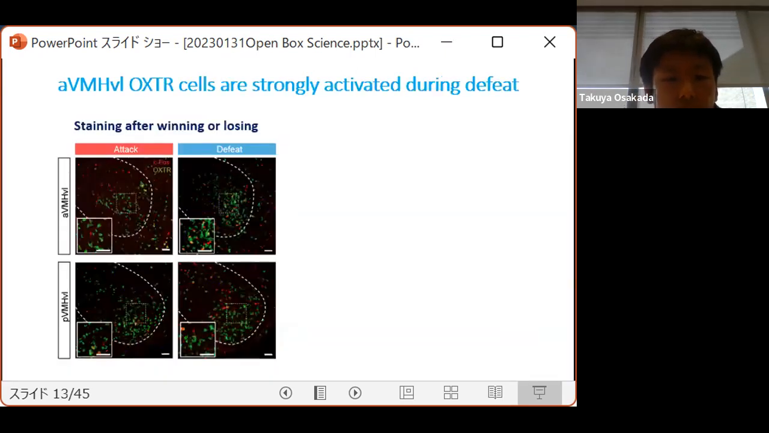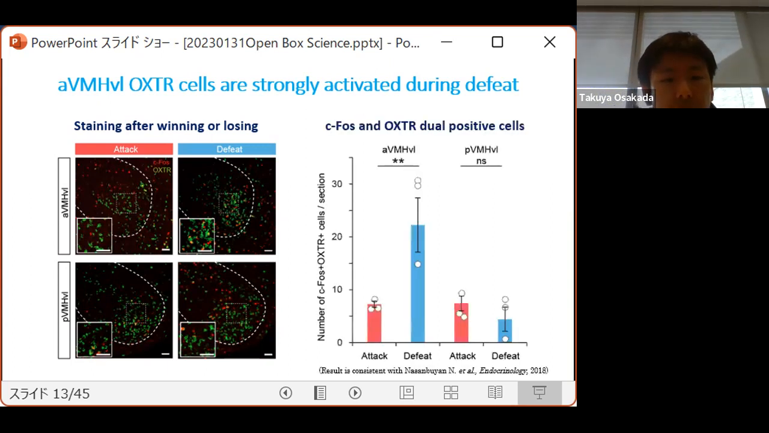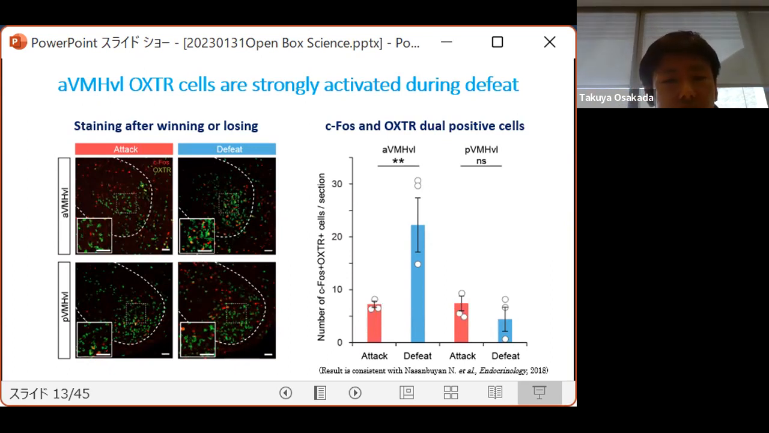Here I want to show results of the staining in the BMHBL. The green cells represent oxytocin receptors in reporter mice, and the red cells represent c-Fos after social behavior. On the left side, red is after attack, and on the right side, blue is after defeat. We can find many c-Fos induced cells in the anterior part of the BMHBL, shown on the top after defeat. This data is also supported by previous studies focusing on defeat related circuitries.